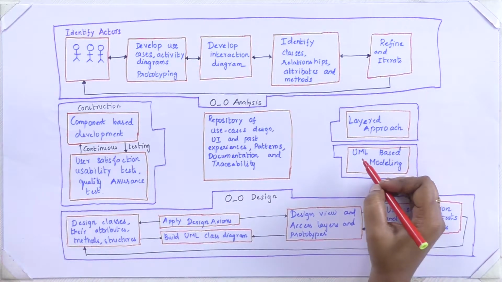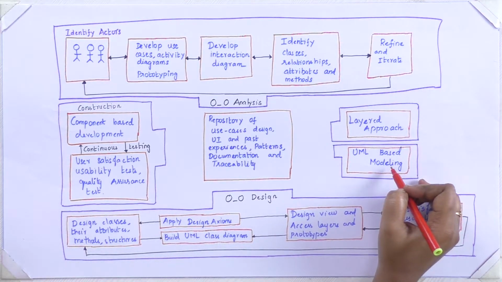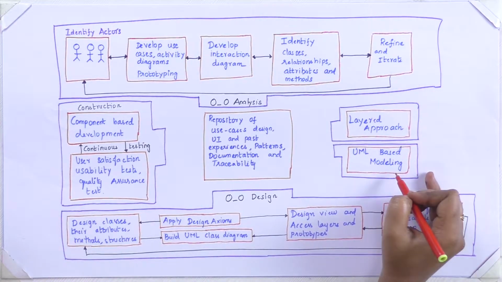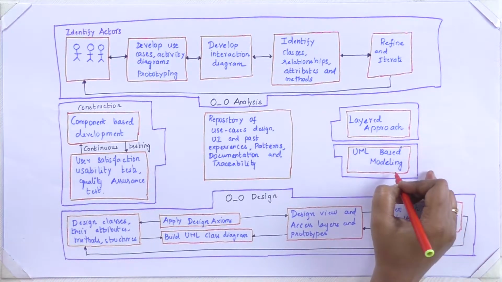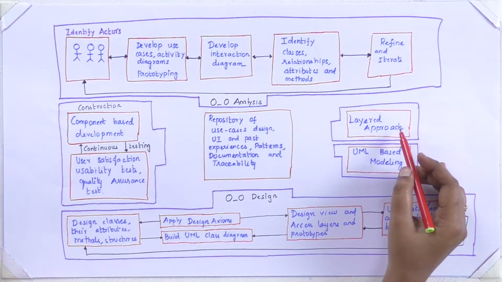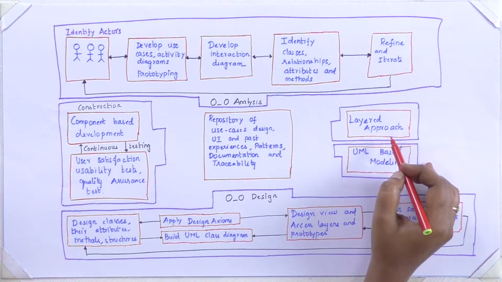Let us start with UML based modeling part. UML based modeling in the sense, unified modeling language will be having some notations and diagrams. Using those notations and diagrams, you can develop the software. Next is layered approach. In layered approach, you will be having some 2-tier architecture and 3-tier architecture features. You can use any of the layered architecture and you can develop your software.